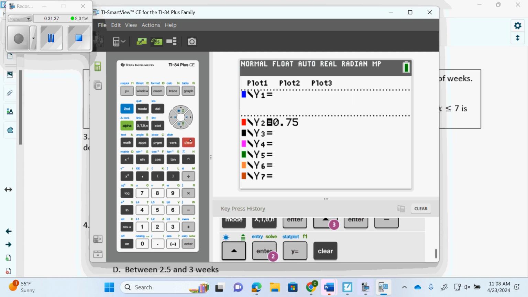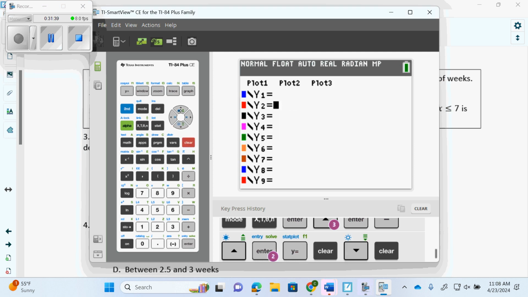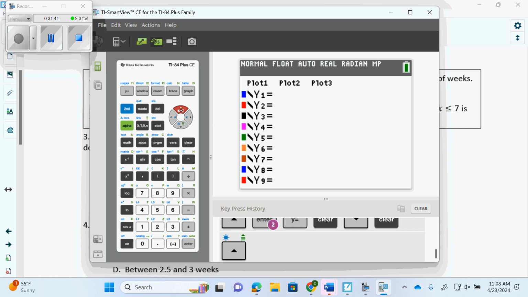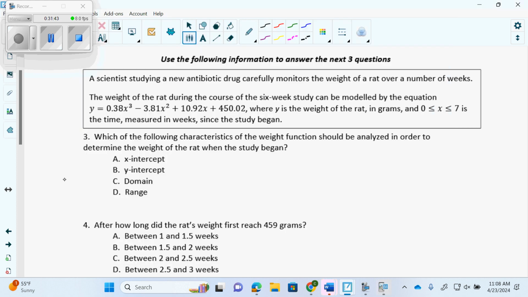I picked this one specifically because it's not the nicest looking function. It is nice until you actually have to zoom in for what it says. So it says, a scientist studying a new antibiotic drug carefully monitors the weight of a rat over a number of weeks. The weight of the rat during the course of the 6-week study can be modeled by this equation. It's cubic. It has a y-intercept at 450, correct? So if your window is from 0 to 10, you ain't seeing the rat's weight, right?